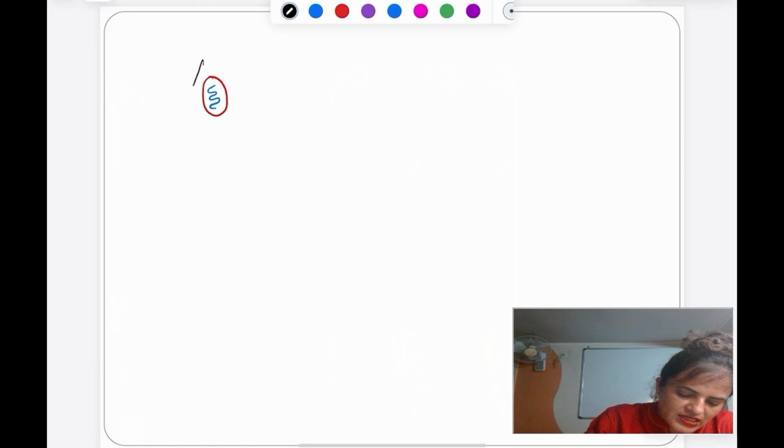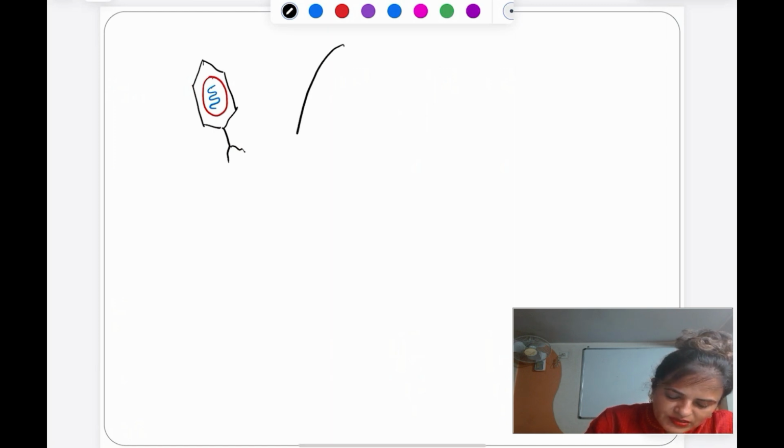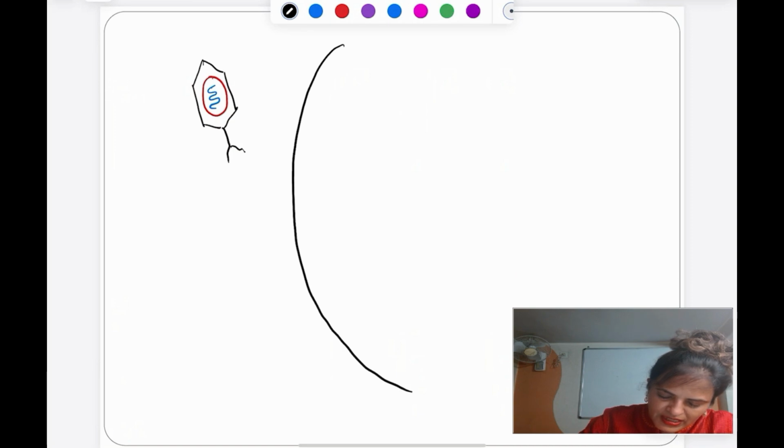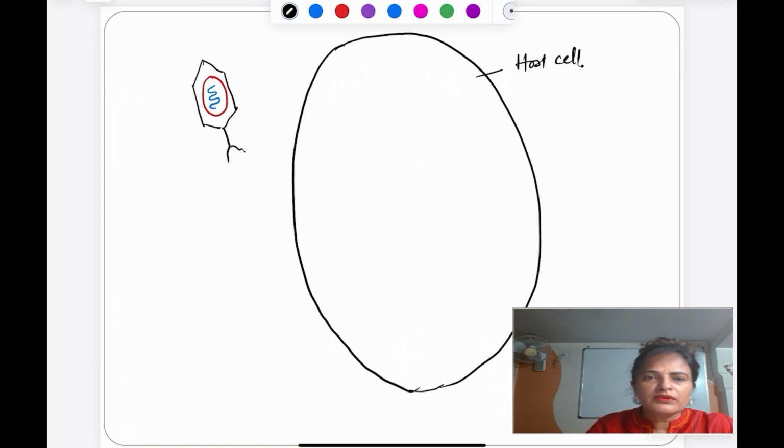And this virus may have an envelope or may not have an envelope. If there is an envelope, we say it is an enveloped virus. If there is no envelope, then it is a non-enveloped virus. So we classify viruses depending upon their genetic material, and depending upon whether they are enveloped or non-enveloped. So this is a host cell where the virus is going to multiply.